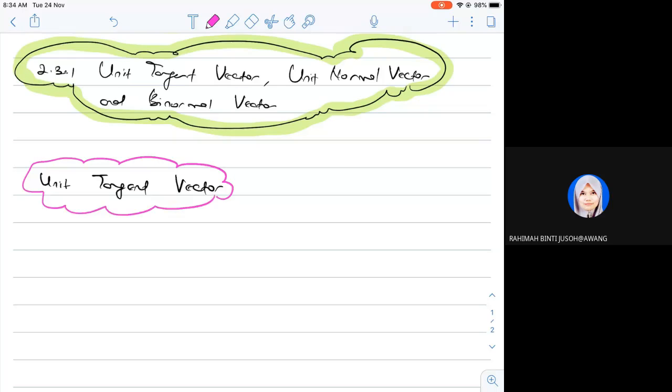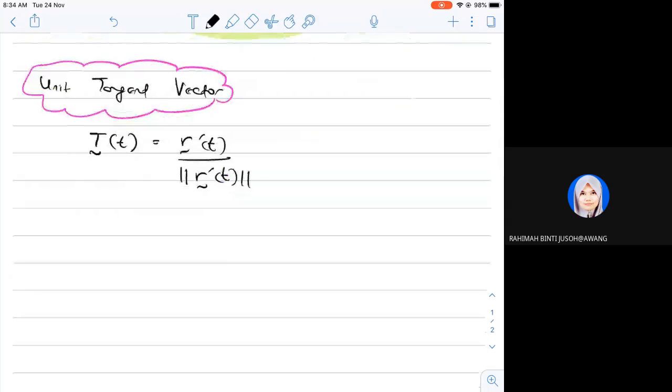The unit tangent vector is denoted as capital T, with a tilde for the vector, with respect to time t, equals r prime t divided by the magnitude of r prime t. Okay, this is the formula of the unit tangent vector. And then we also have the unit normal vector.